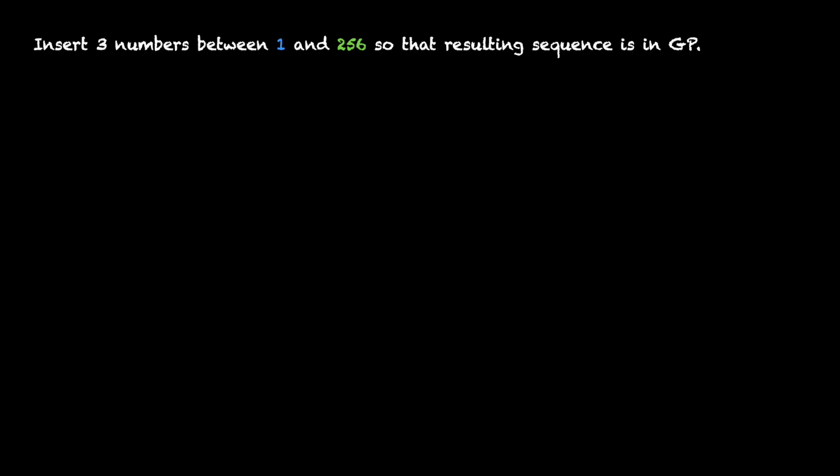Now insert three numbers between 1 and 256 so that the resulting sequence is in GP. Do you want to pause the video and try it on your own first? Okay, so let's do this together. We have 1 and then we have 256. And between 1 and 256, we have to introduce three numbers. So first, second, third, and then 256.